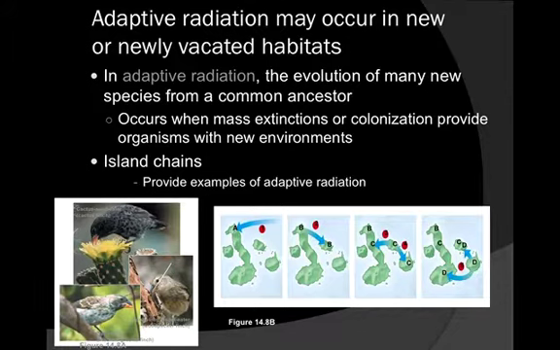Adaptive radiation occurs in new or newly vacated habitats. So you can get many species from a common ancestor. This happens when we have mass extinctions or colonizations. Island chains provide excellent examples of adaptive radiation as a species moves from one island to the next and back and forth. Your Galapagos finches are an excellent example of this. Your mass extinction, the fall of the dinosaurs, the rise of mammals, there was huge adaptive radiation at that point.